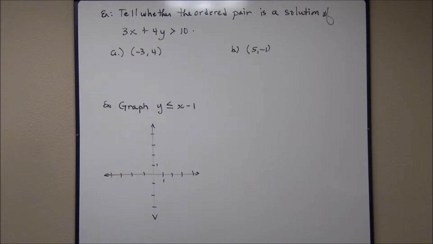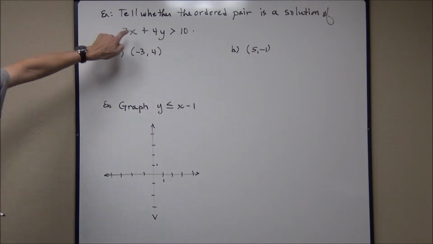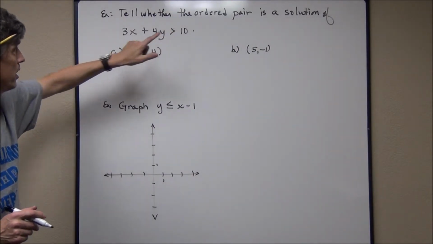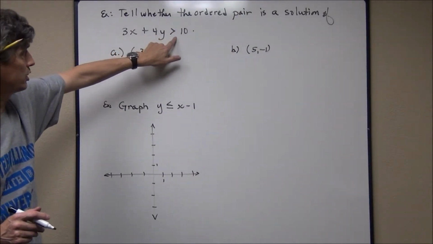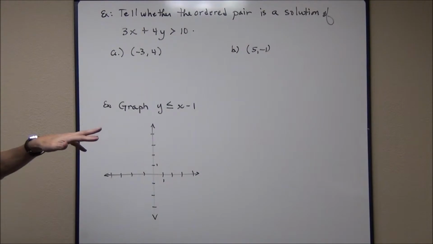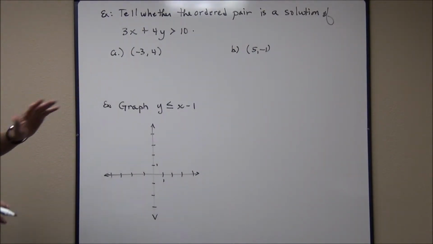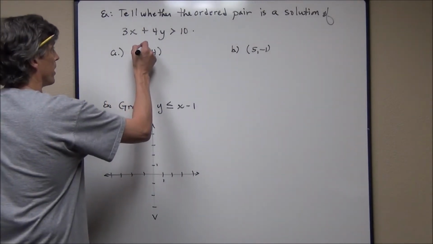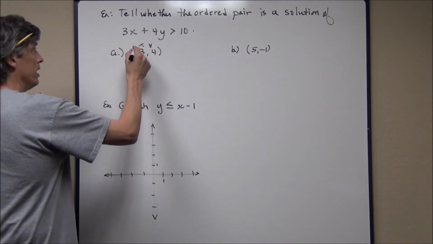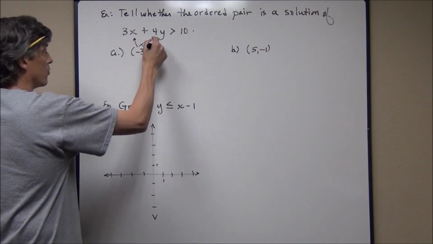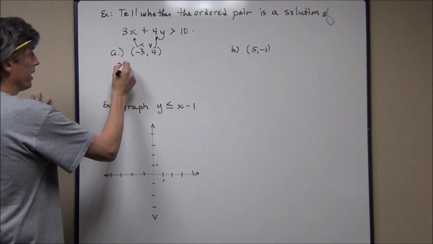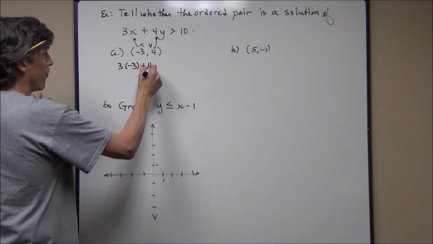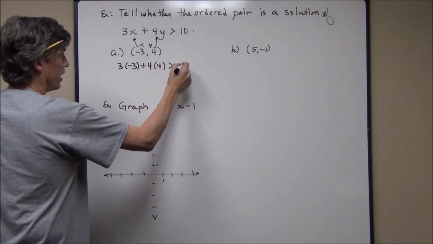Okay, here we are. Example: tell whether the ordered pair is a solution to the inequality here. And you can tell it's an inequality. It's got a greater than sign. 3x plus 4y is greater than 10. Not equal to 10, greater than 10. So what we're going to do is just substitute right in. This is our x and this is our y. This is going to go right in there. This is going to go right in there. I have 3 times negative 3 plus 4 times 4 greater than 10.